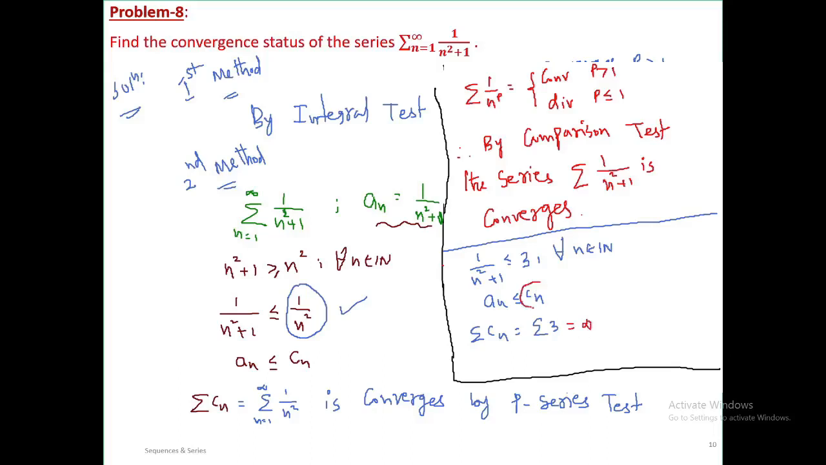That means you are having a divergence upper bound. So series an is less than or equal to infinity, because series cn is infinity. Now can I say that this series is finite? I cannot say that this series is finite. Why? Because this series may be infinity minus 1. Infinity minus 1 is less than or equal to infinity. That means the sum of all the terms is infinity minus 1, and we don't know what the sum exactly is.